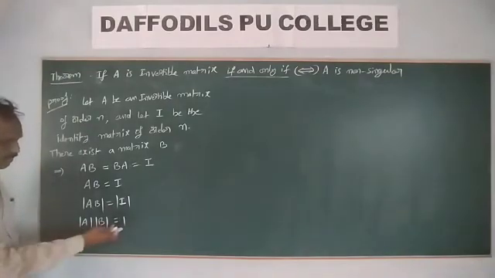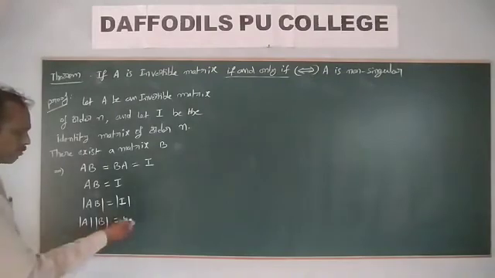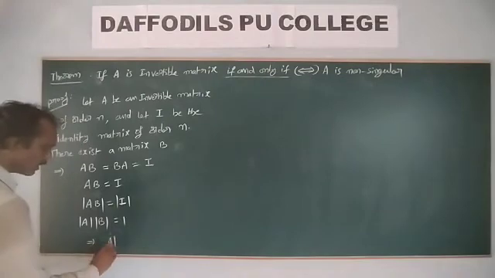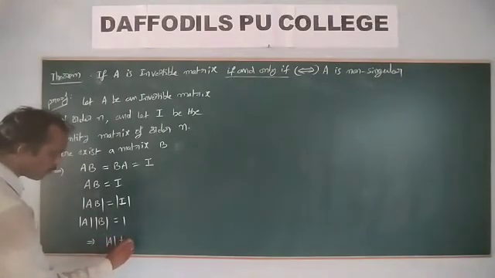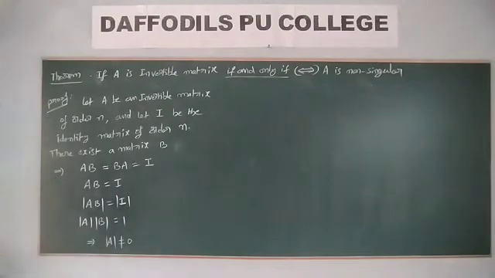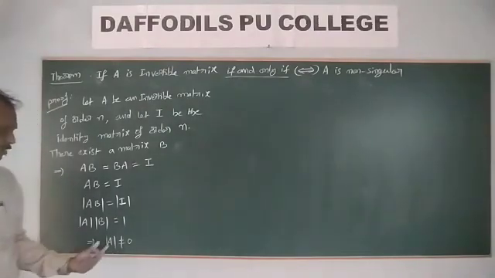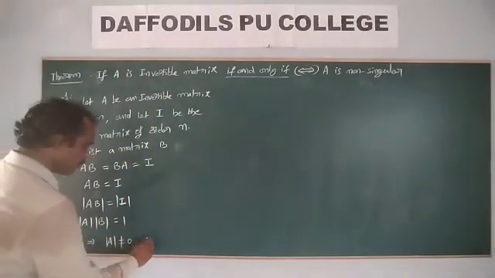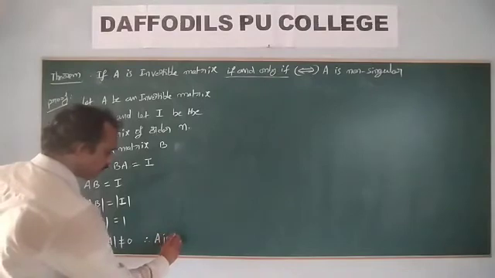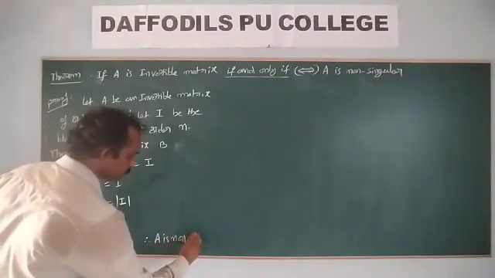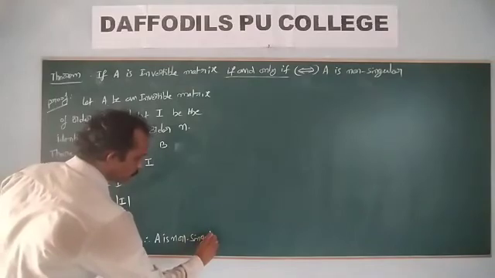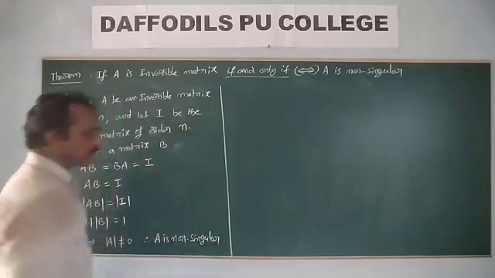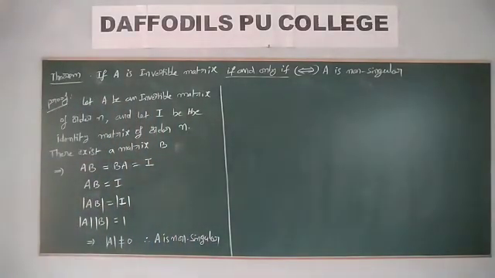From this, you can understand that the determinant of A is not equal to 0. So by the definition of singular or non-singular matrix, determinant of A not equal to 0 means A is non-singular. Therefore, A is non-singular.